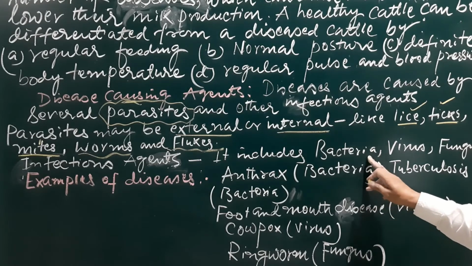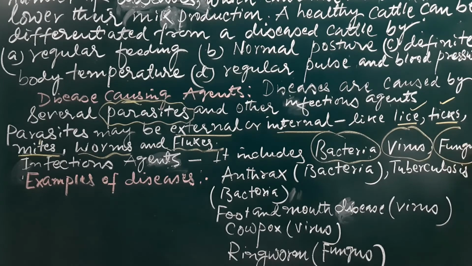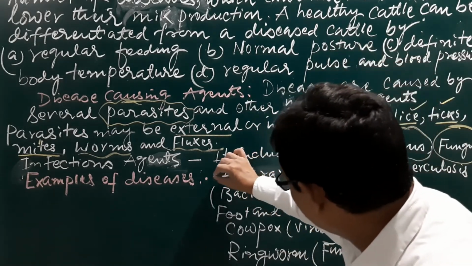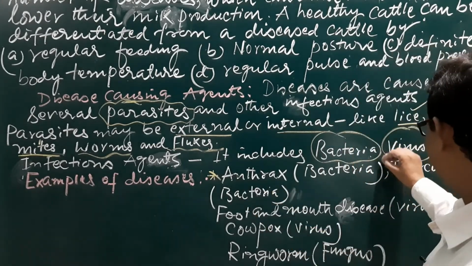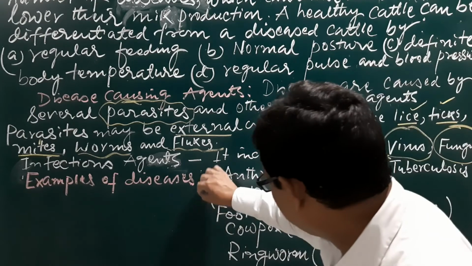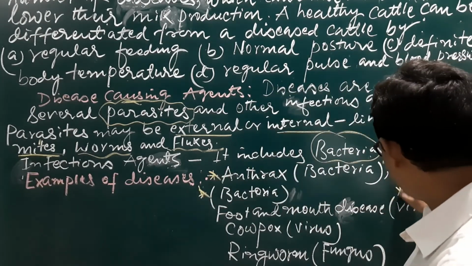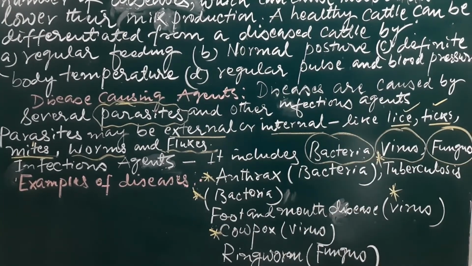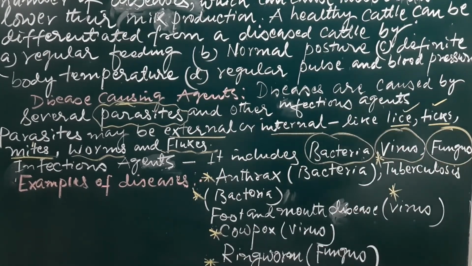And here the agents like bacteria, virus and fungus are the three important infectious agents besides the parasites. And there are a few diseases which I have mentioned here: number one, anthrax due to bacteria, tuberculosis, a bacterial disease, foot and mouth disease, a viral disease, and cowpox, also a viral disease. And one example is ringworm, a fungal disease. So here are some diseases and their examples.